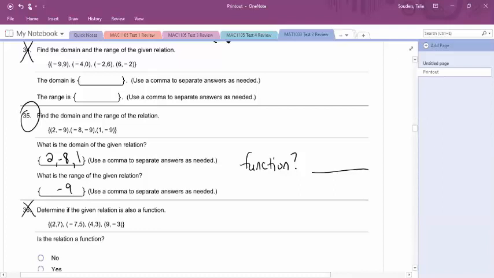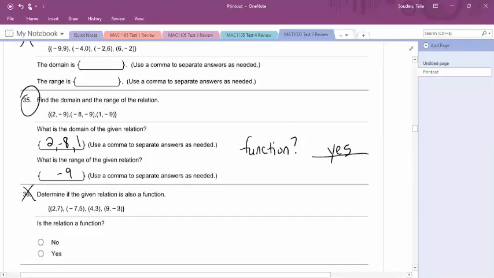Okay. Is this a function? Yes. How do you know it's a function? The x's don't repeat. Exactly. The x's don't repeat. Also, let me tie it into what we are about to do on the next page.